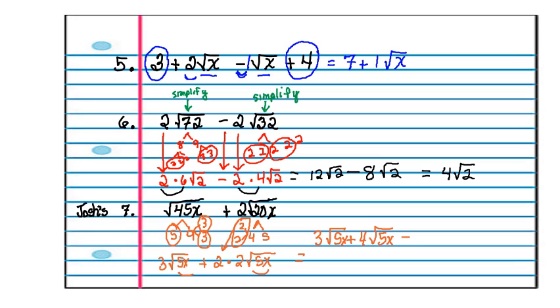Square root 5x is going to equal 7. That's our coefficients here, and our radical 5x.